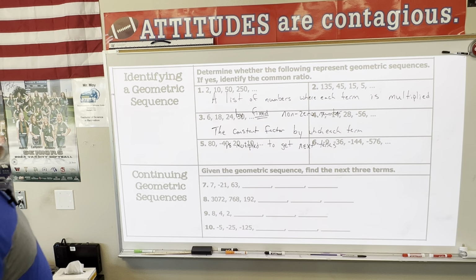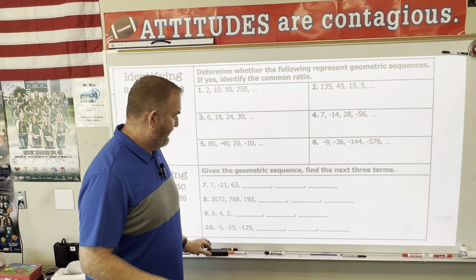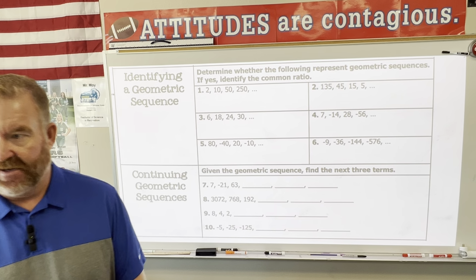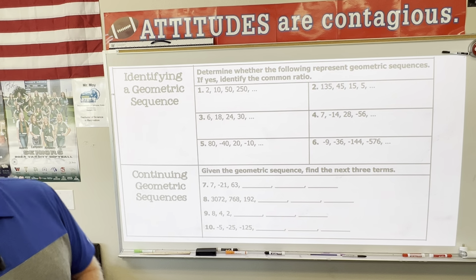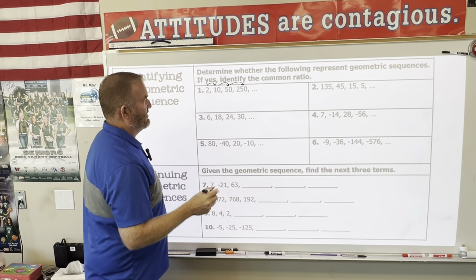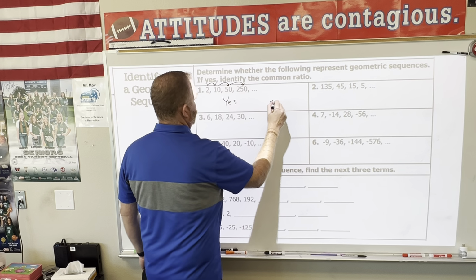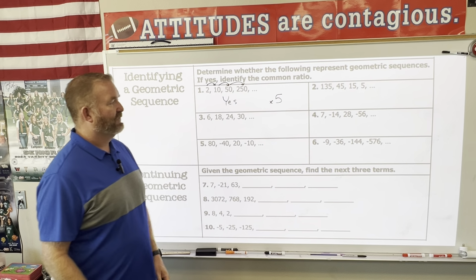Identifying geometric sequences. Determine whether the following represent geometric sequences. If yes, identify the common ratio. If you notice, it doesn't say common difference anymore. Difference is when you add. Common ratio is when you multiply. What's this one doing? Are all of them multiplying by 5? Yes, they're multiplying. So yes, and it's times 5. Cool.